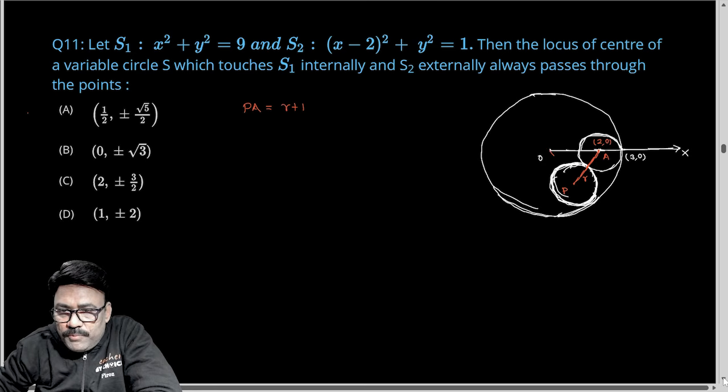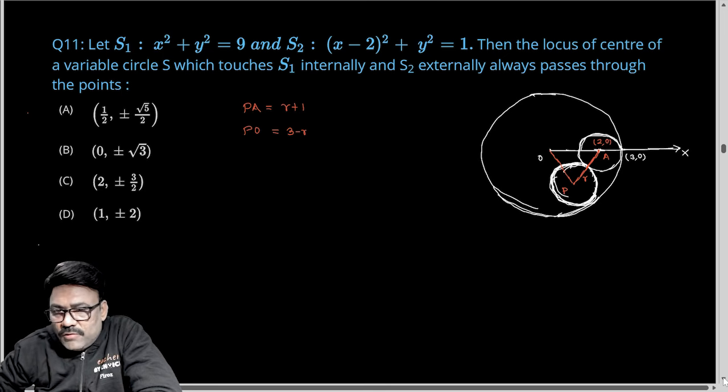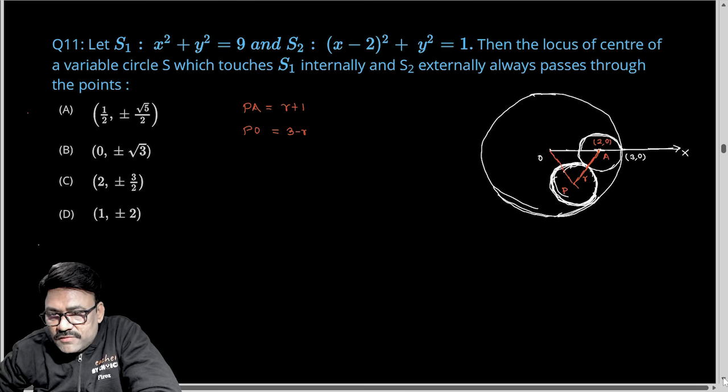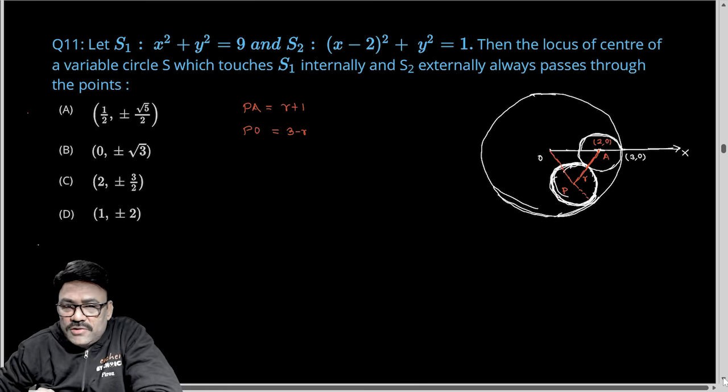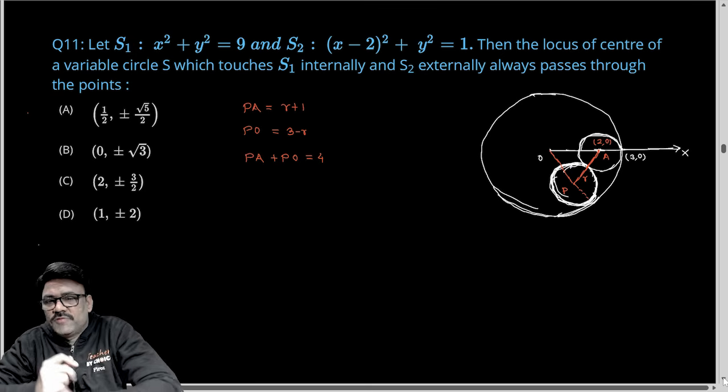And what will be this OP? Since these two circles touch each other internally, the distance between the centers will be the difference of the radii. So obviously OP will be 3 minus R. 3 is the larger radius, the smaller radius is R. So if I take the sum of these two distances, PA plus PO, that will be 4. PA plus PO is 4.